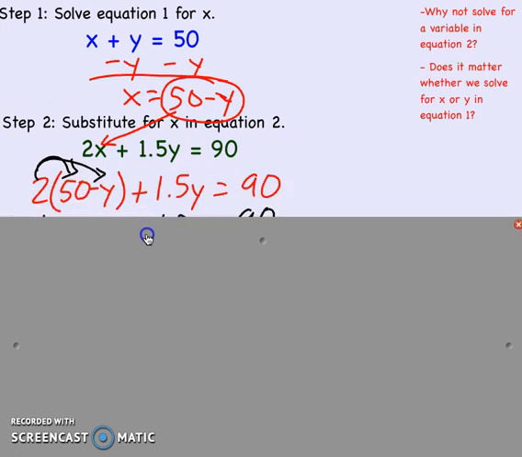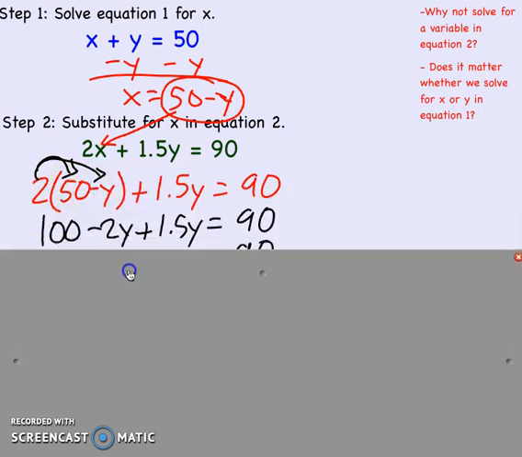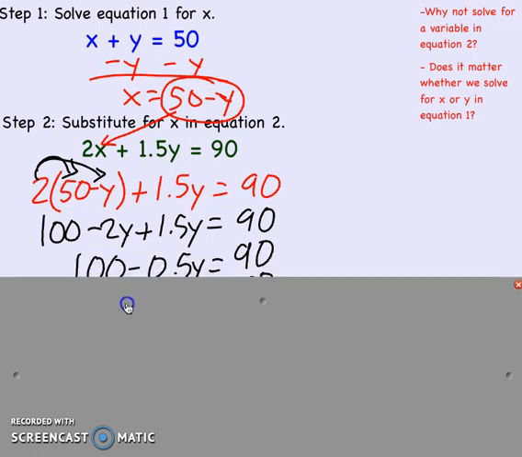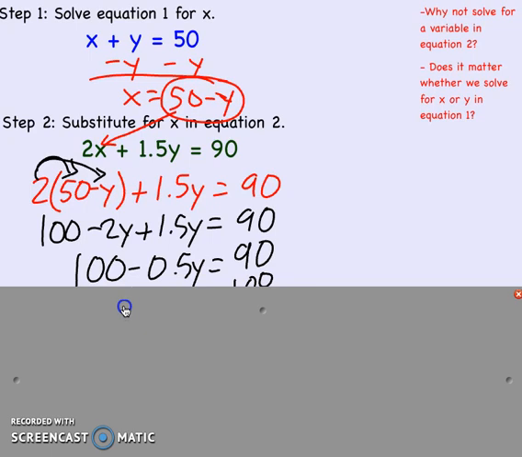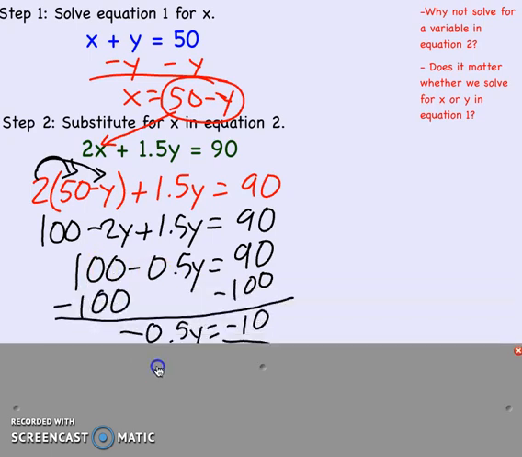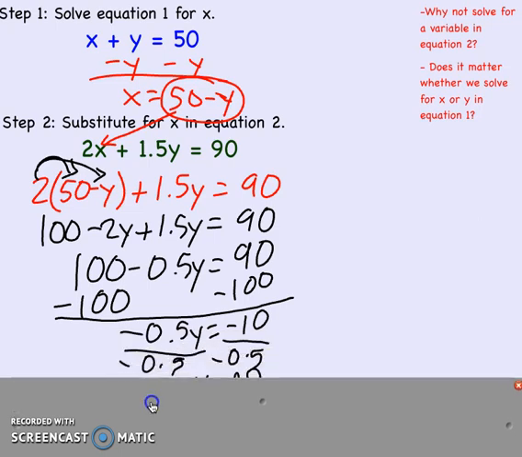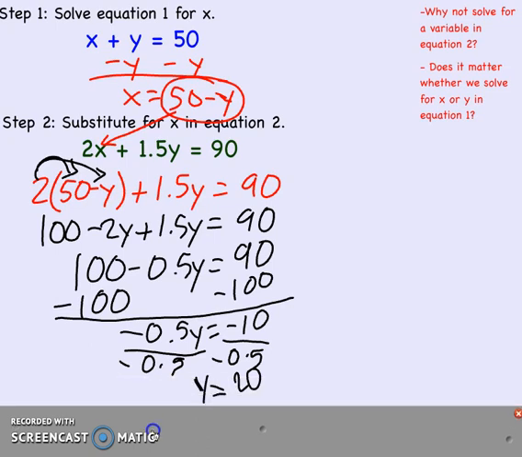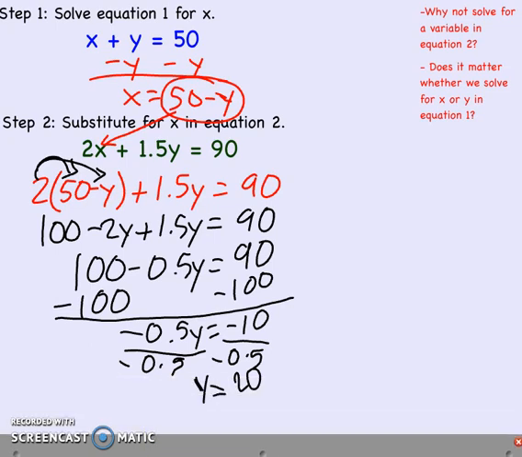So from here I have all my work shown. I distributed. This became 100 minus 2y plus 1.5y equals 90. I combined my like terms. From here, I subtracted 100 on both sides. I got negative half y equals negative 10. I divided by negative half on both sides, and I got y is equal to 20. So now I know my y value. In this case, that y was equal to the number of veggie burgers, so I know that there's 20 veggie burgers. I'm going to take that y and substitute it into one of my original equations to solve for x.